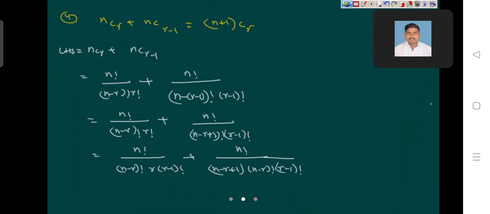Okay. So now what you can take common here? n factorial, n minus r factorial and r minus 1 factorial you can take common. So I will take common n factorial by n minus r factorial into r minus 1 factorial. Then what is the term left in the first one? 1 by r will be left, because n factorial is already taken common.